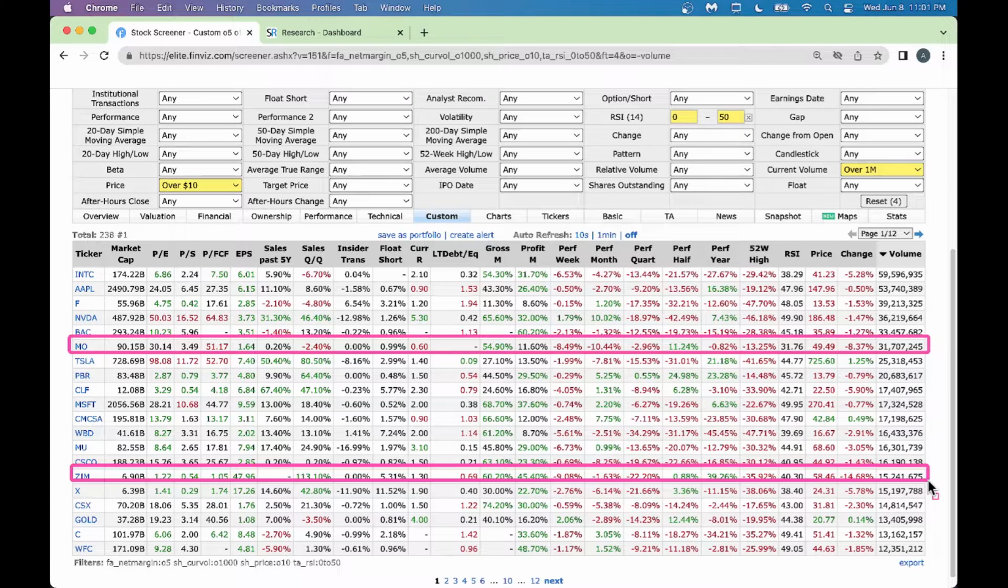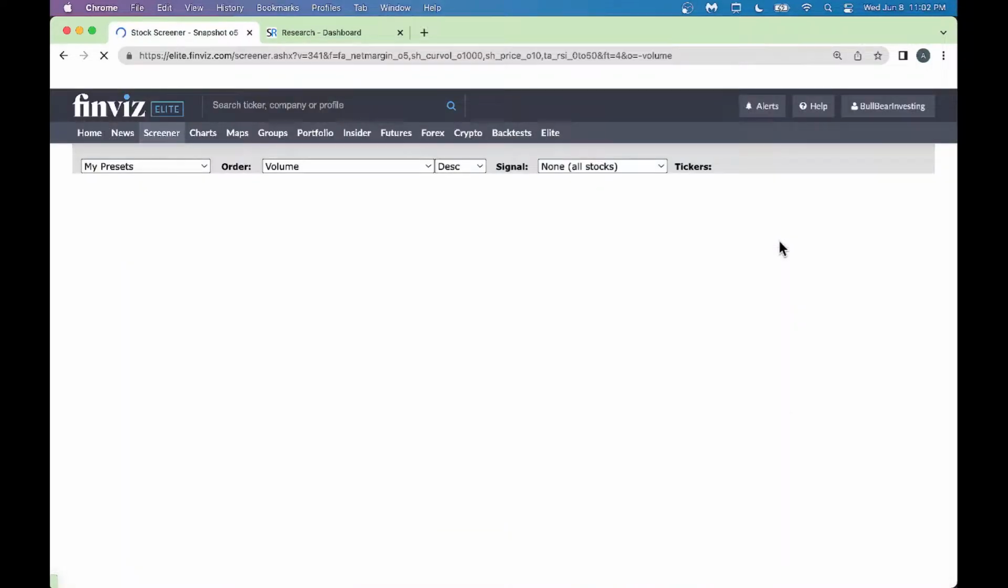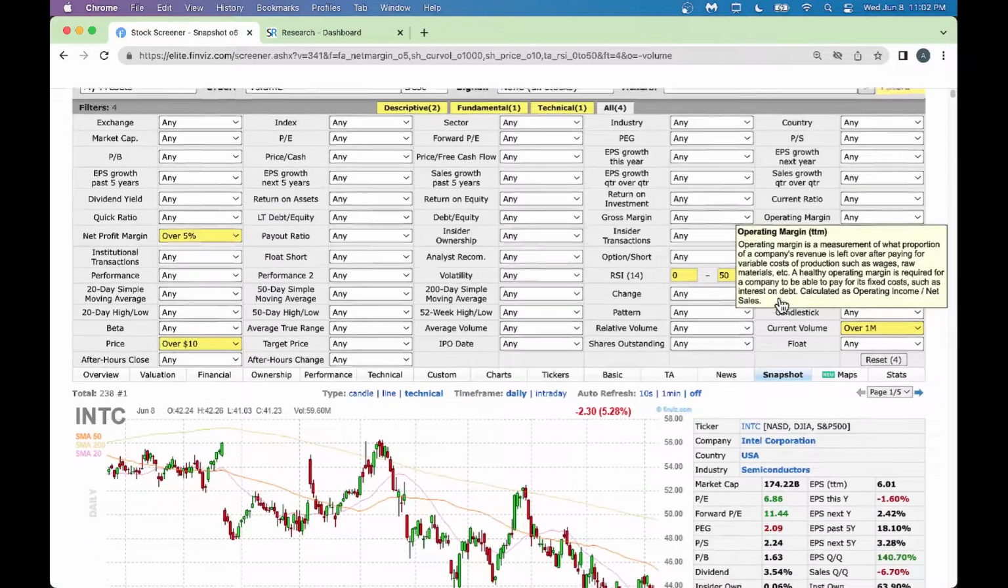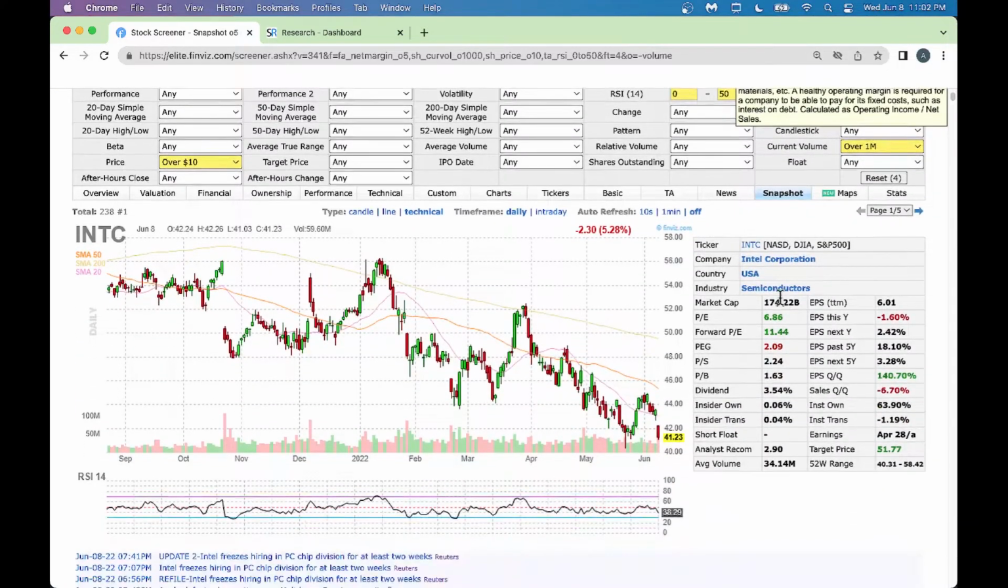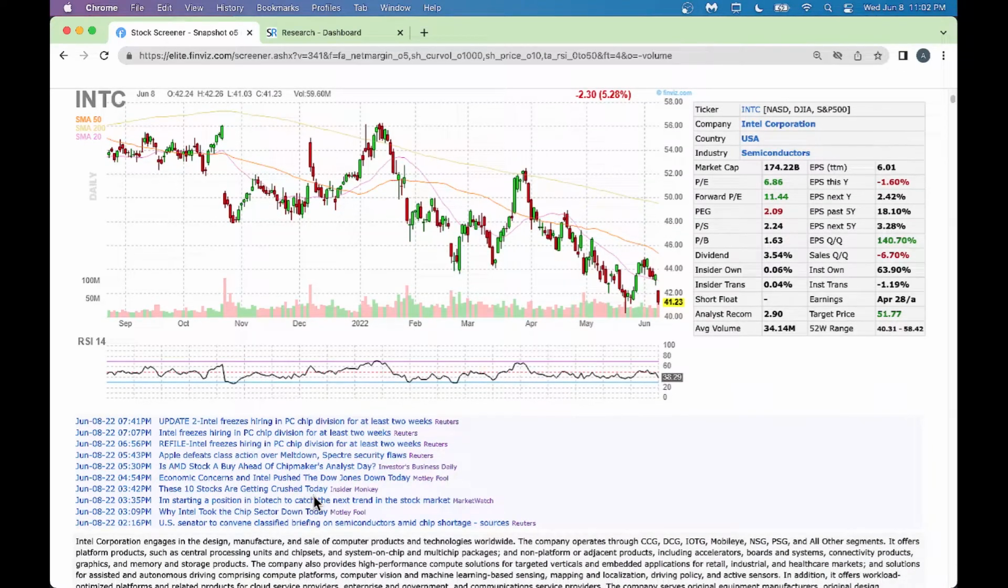And what I would do is I would typically look at a snapshot here. That gives me a good picture of what's going on. Click on snapshot, you'll get a quick snapshot. This is one of my favorite views here. You can try to see what's going on here. Look, Intel, look at the drop here. Intel came dropping down here big time. As you look through the news item here, looks like Intel freezes hiring in PC chip division for at least 2 weeks. That's the big issue here. Looks like they got some hiring freeze. That tells you there may be some shutdown in play. That's why stock came down here.